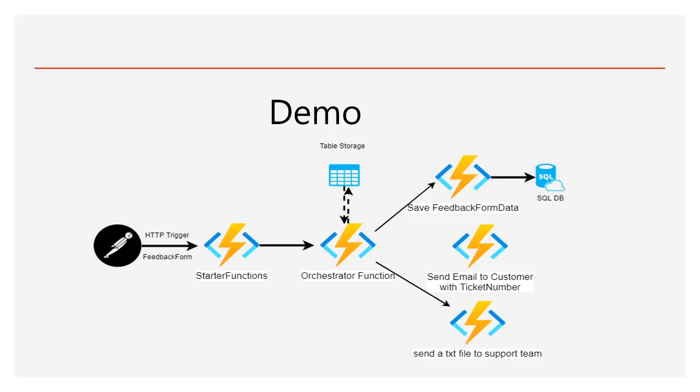From the next video onwards, we will definitely write some code. We will create a starter function, we will create an orchestrator function, and we will create activity functions. In that demo, we will store state in the orchestrator function, we will use global error handling, and we will see how the orchestrator function is getting called again and again.